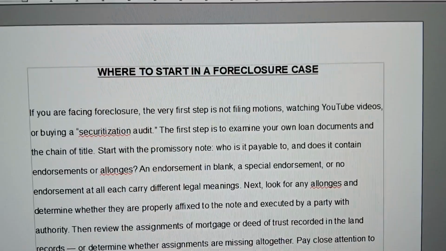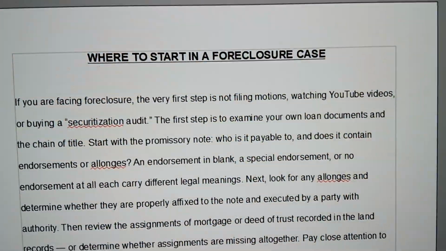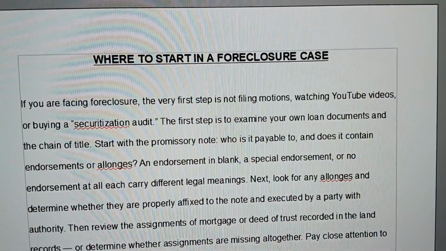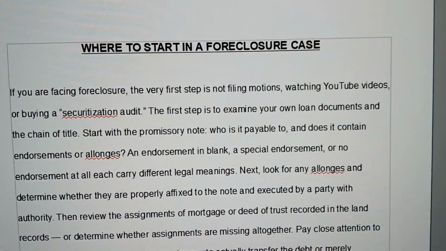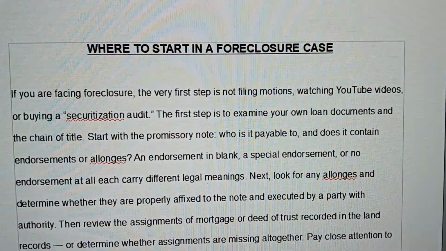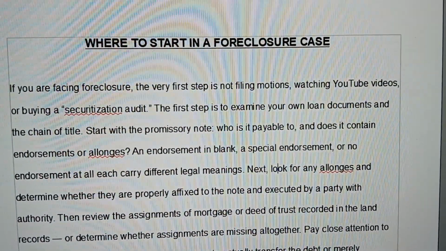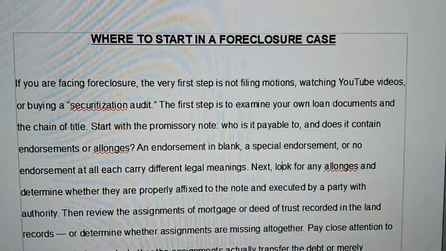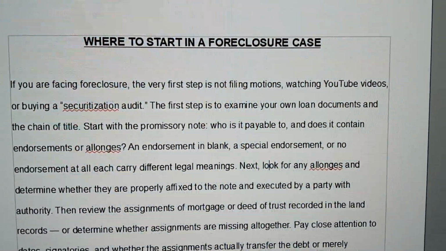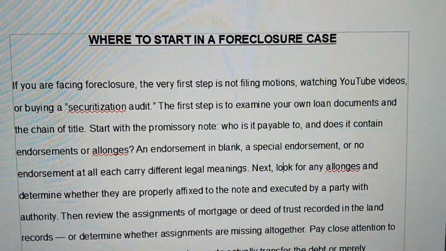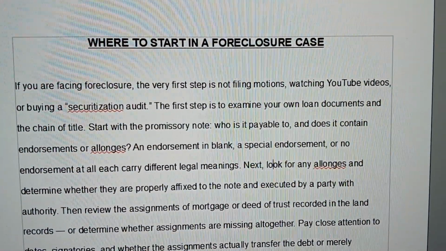Okay, if you're facing foreclosure, the very first step is not filing motions or watching YouTube videos or buying a securitization audit. The first step is to examine your own loan documents and chain of title. Start with the promissory note: who it's payable to, and does it contain endorsements or allonges. An endorsement in blank, a special endorsement, or no endorsement at all each carry different legal meanings.